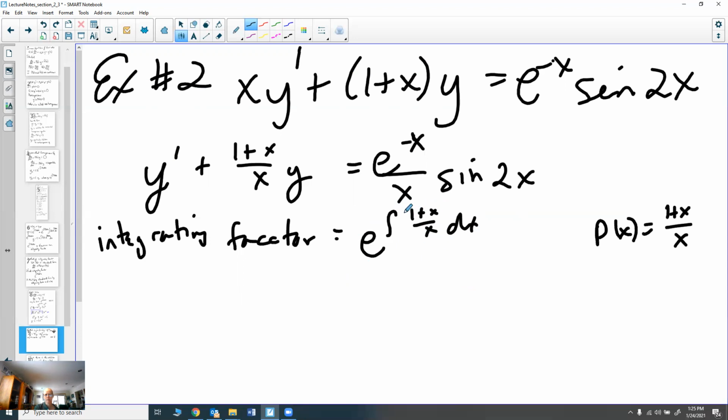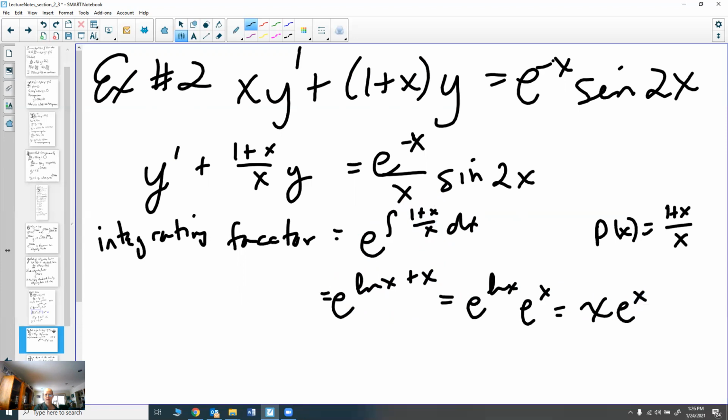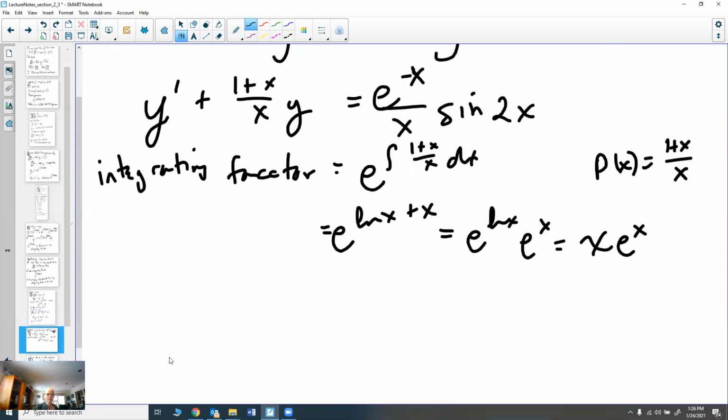If you separate this as the integral of 1 over x plus the integral of 1, the integral of 1 over x, of course, is natural log x, and the integral of 1 is plus x. So we get e to the natural log of x plus x. That's e to the natural log of x times e to the x. e to the natural log of x is x, and e to the x is just e to the x. So there is your integrating factor.